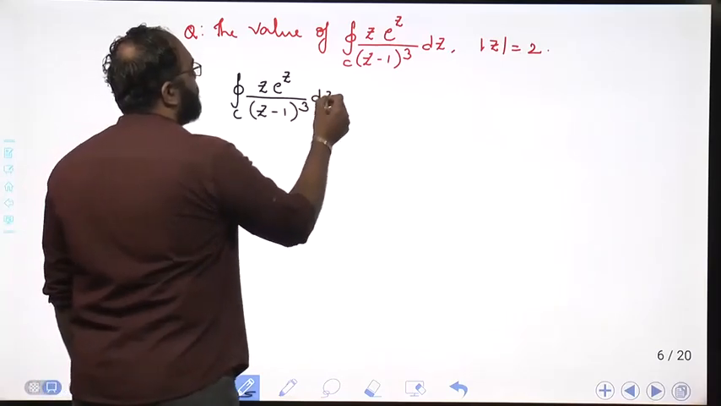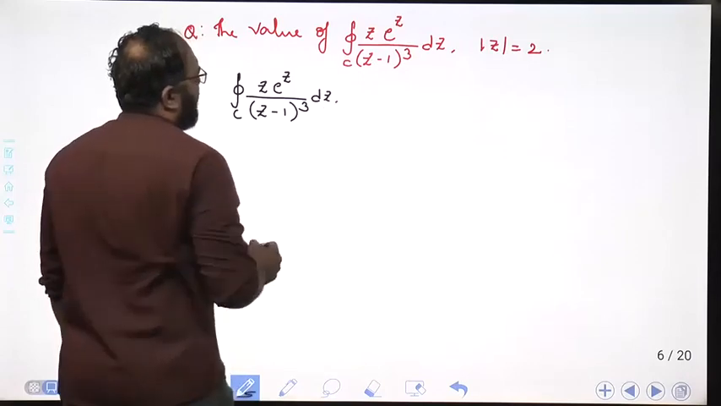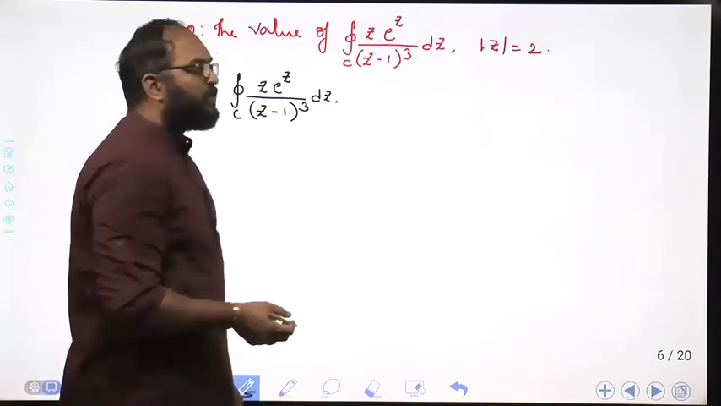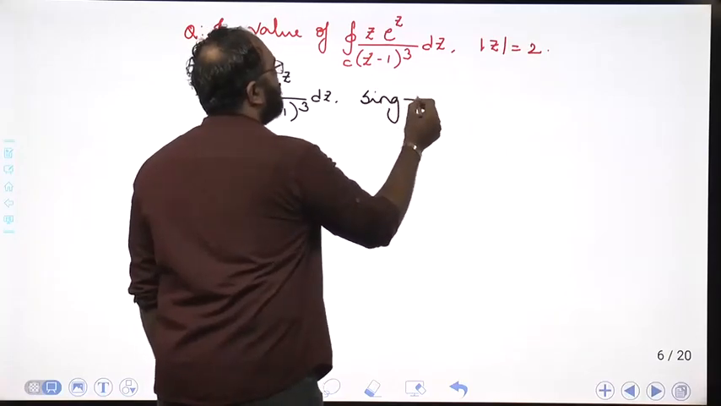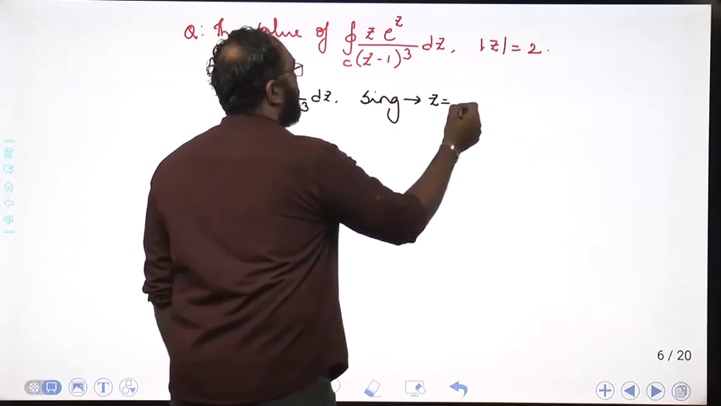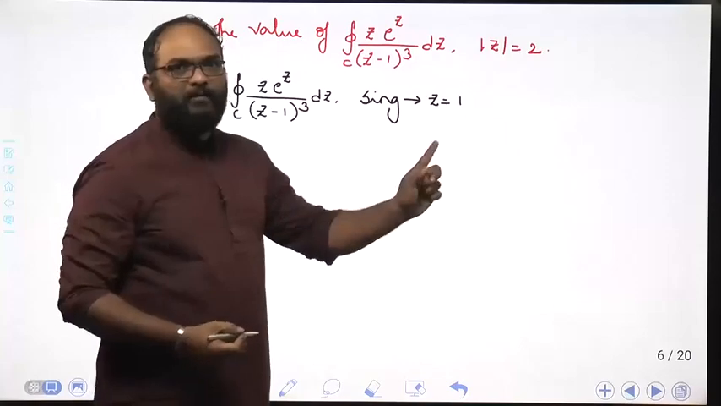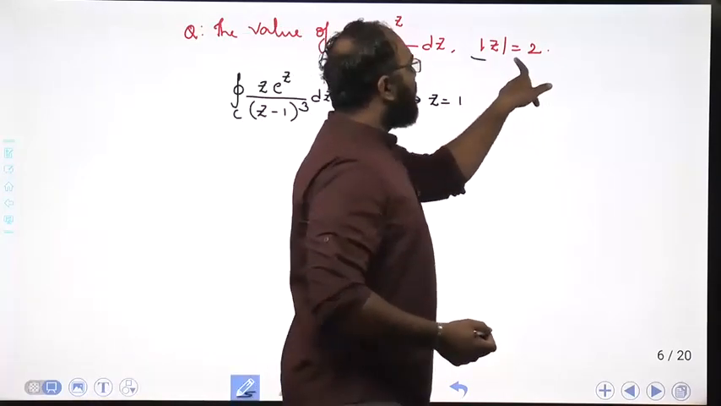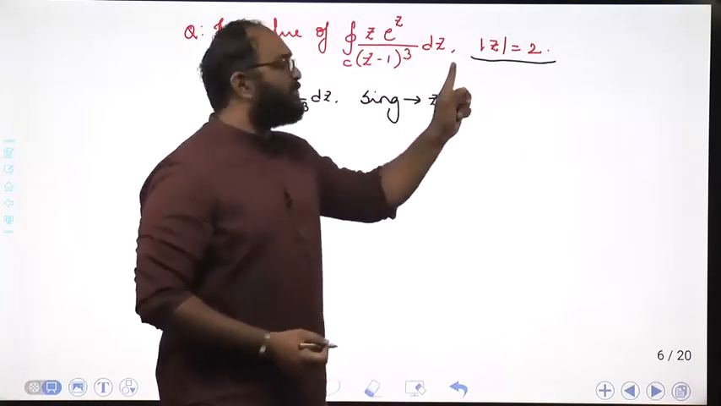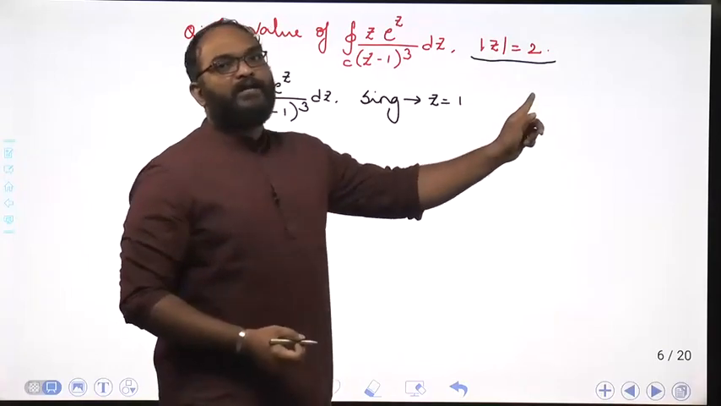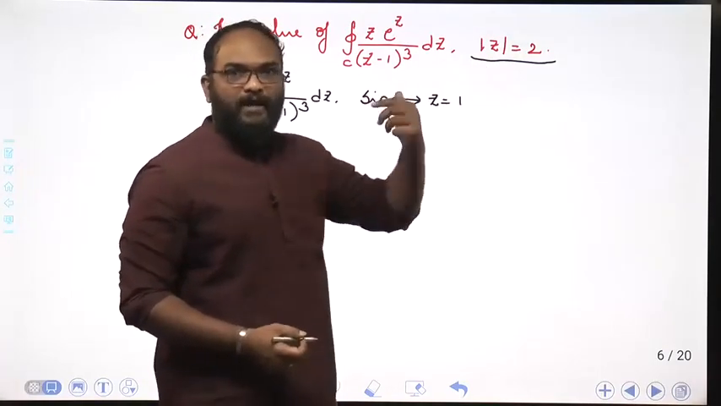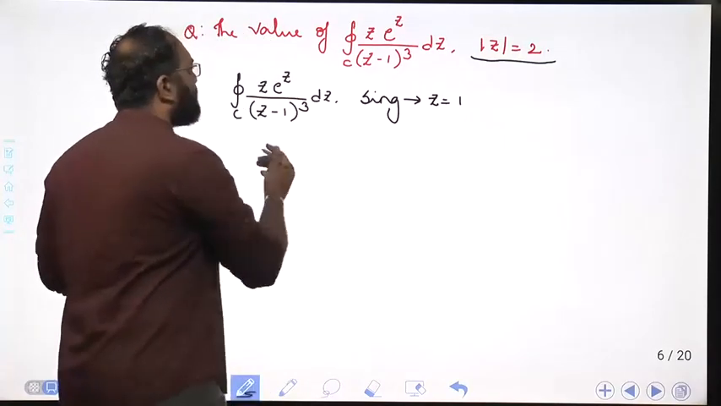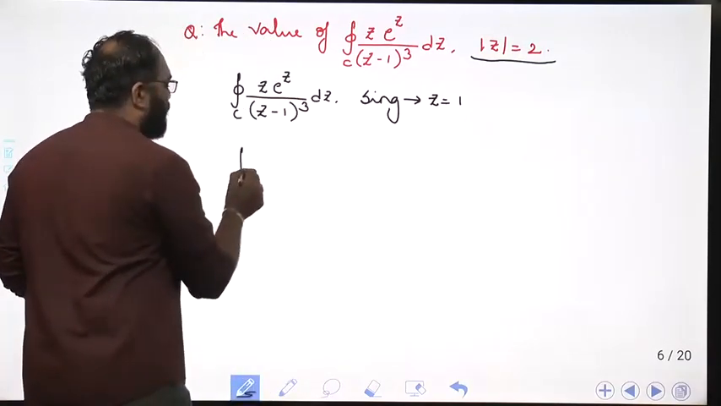So it is of which form, and what is the point of singularity that we are having? The singular point is z equals 1. So clearly we can say that the point of singularity is lying inside that circle. Why? Because the center is 0 and the radius is 2. So z equals 1 will be lying inside that circle.